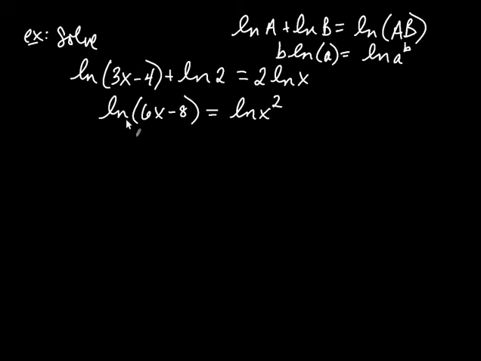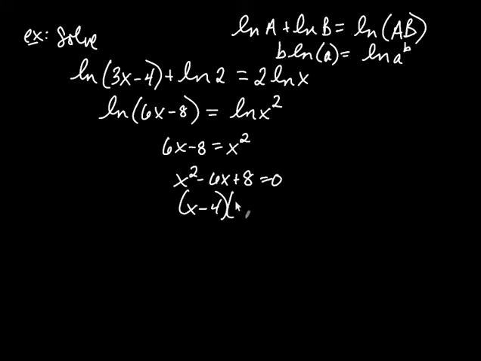So now that the two sides both have the same log with the same base, and they're equal to each other, now you can set the arguments equal to each other because the natural log function is one-to-one. That is, we get 6x minus 8 is equal to x squared. And then we have to solve that quadratic equation. So x squared minus 6x plus 8 is equal to 0. Factoring, we have x minus 4 times x minus 2 equals 0. So x is equal to 2 or 4. Those would be our solutions.